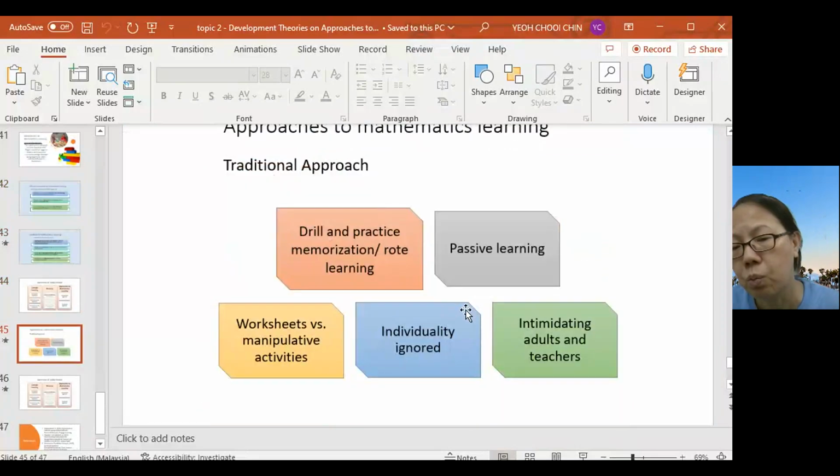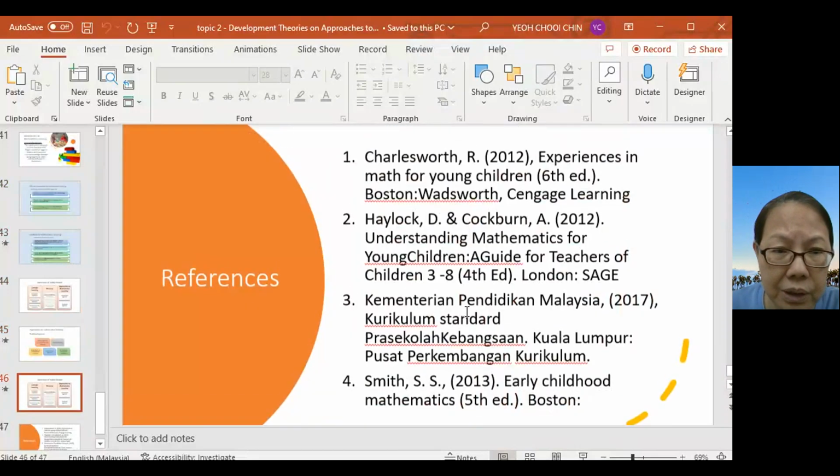And the traditional approach is quite intimidating. Adults and teachers tell the children, you must do this, you must do this. So that is the difference.